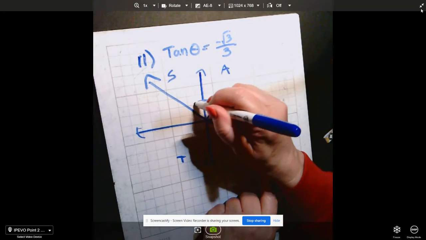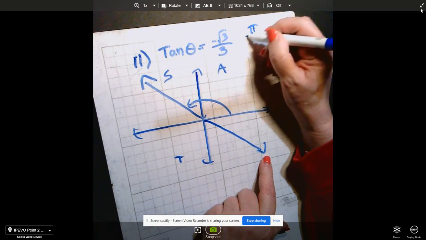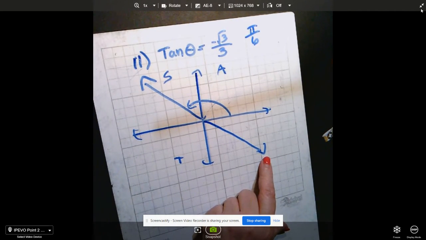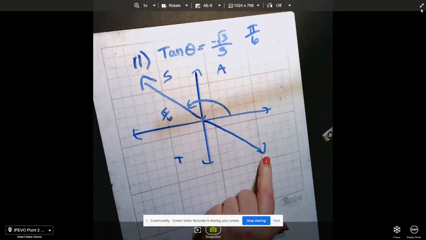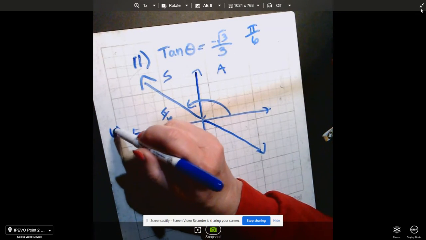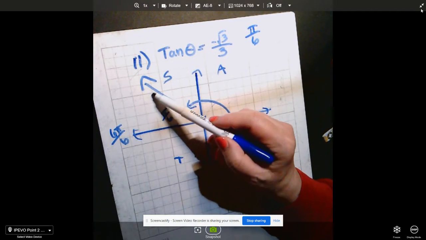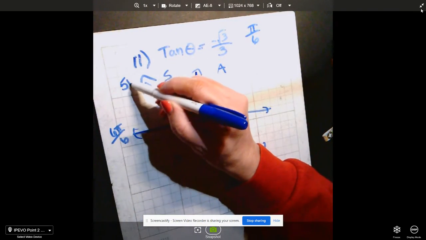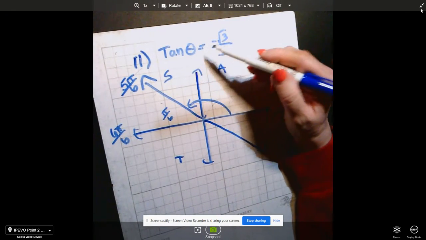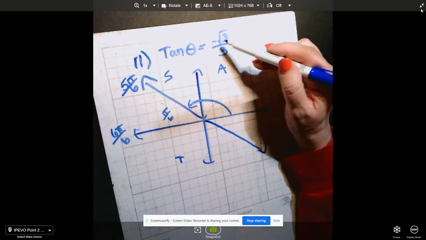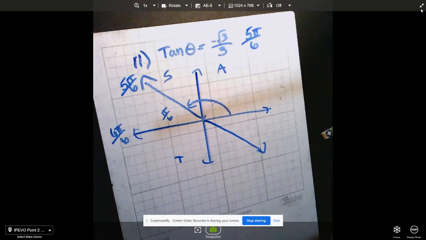So I want to know what the measure of this angle here is. Well, again, we already said that the reference angle was pi over 6. So we know that this reference angle here has to be pi over 6. So if all the way over at 180 degrees is also 6 pi over 6, if we go backwards pi over 6, we know that this is 5 pi over 6. So one of the answers, where the tangent of the angle is negative square root of 3 over 3, would be 5 pi over 6.